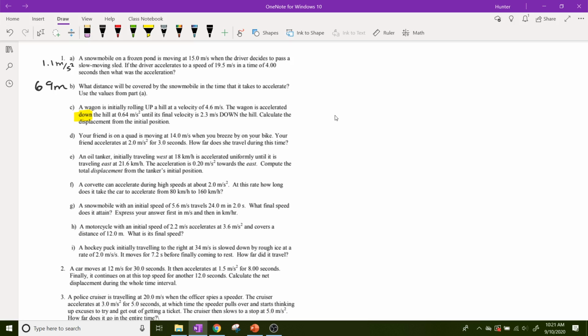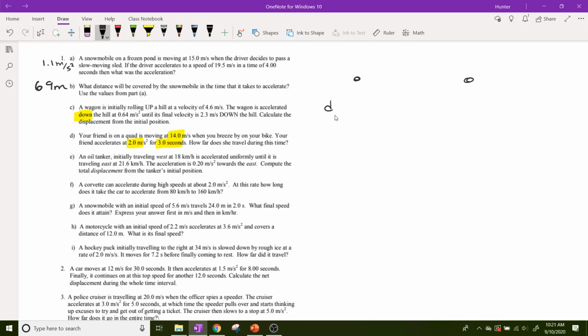Okay, so we have a couple of things. The friend is moving, and then the friend is going to try to catch up to you. So there are a couple of numbers here: there's a 14.0, there's a 2.0, and there's 3.0 seconds. Let's take those and see if we can put that into our DVAT.